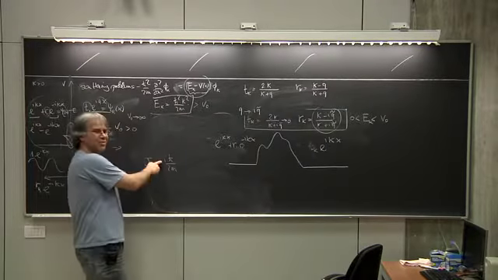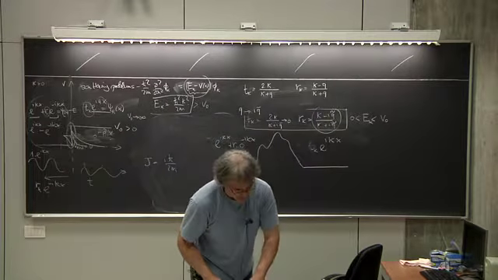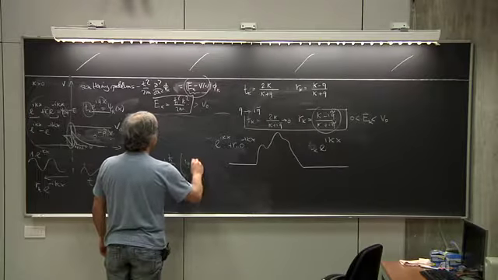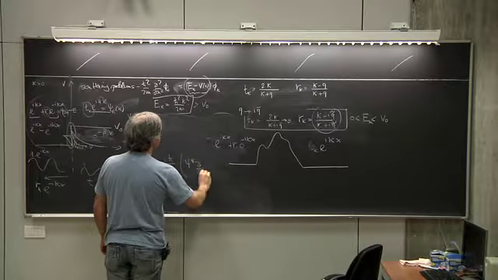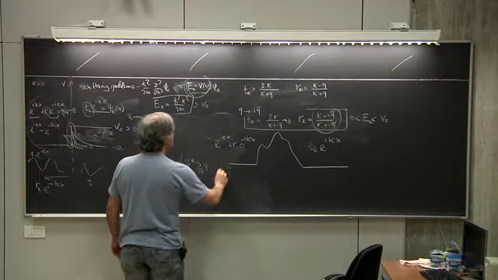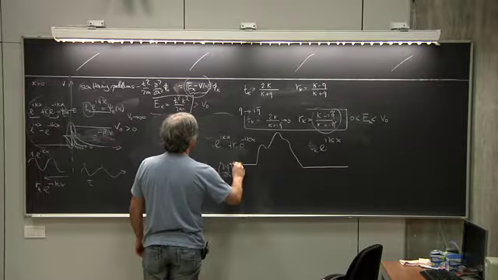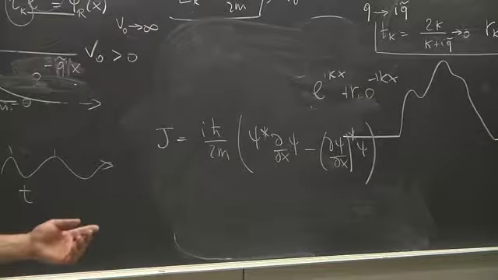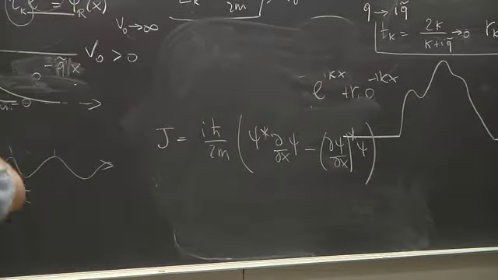I forgot the sign in front. I think it's plus i. You can probably rapidly check with your notes. Then I have psi star grad psi, so the derivative of psi, minus grad psi star psi. Let us calculate this function, for instance, for this object.